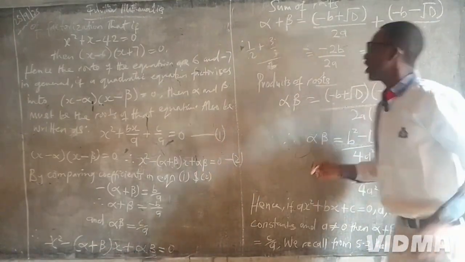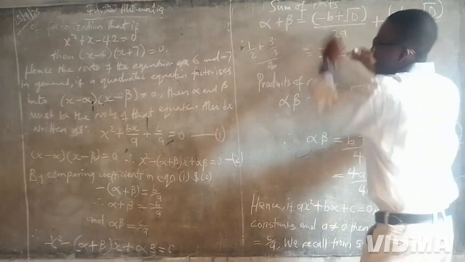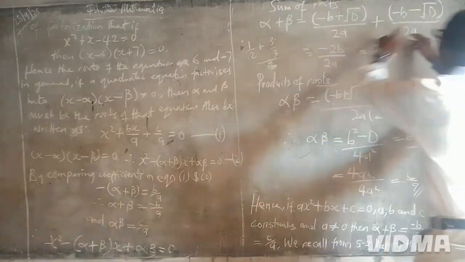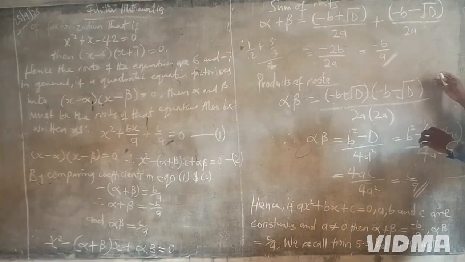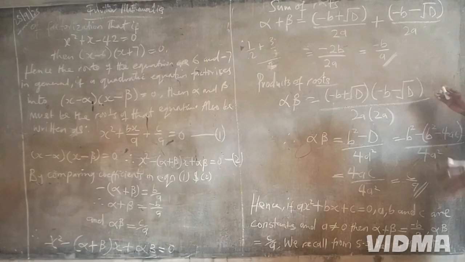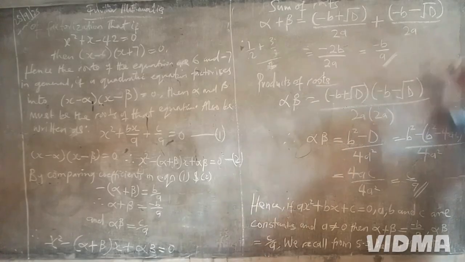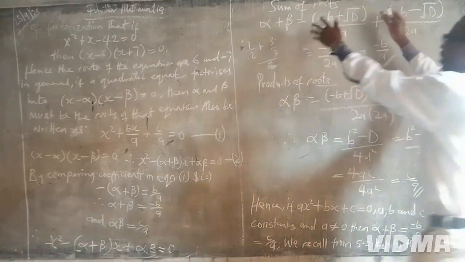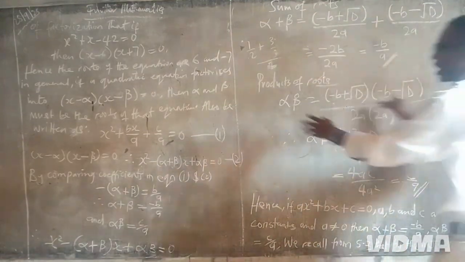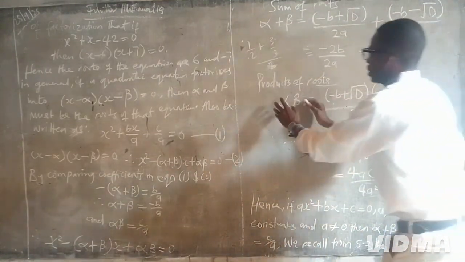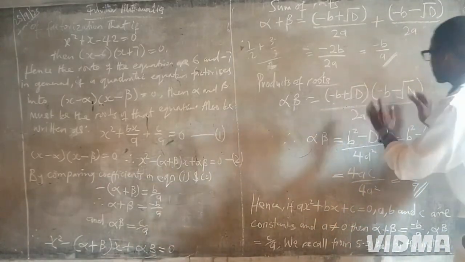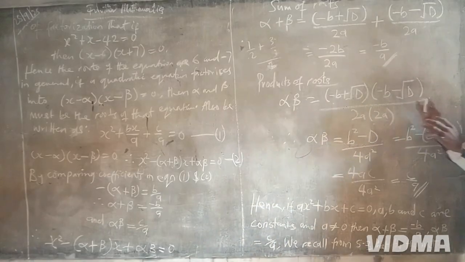Alpha multiplied by beta. Remember when we first got our alpha, we said let the positive be alpha and let the negative be beta. Do you remember the theory? When we were proving this theory, I said let alpha be positive, let beta be negative. So we are now multiplying positive by negative here. Our new equation will now be minus b plus square root of D multiplied by minus b minus square root of D. Are you lost?